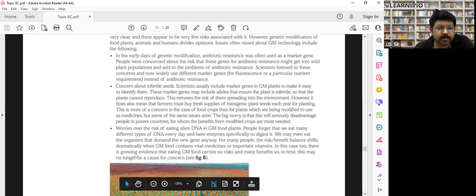So scientists have come up with a solution to the problem. Instead of antibiotic genes as marker genes, now only fluorescent genes are used.